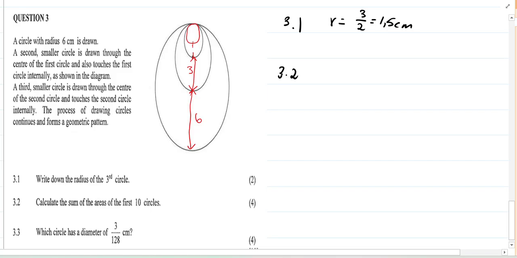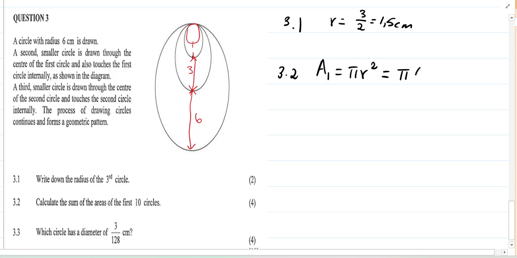Now we move on to 3.2. Calculate the sum of the areas of the first 10 circles. In other words, they want the sum of the areas of the first 10 circles. So now let us write down the area of the first circle. We know that the area of the first circle is going to be pi r squared.